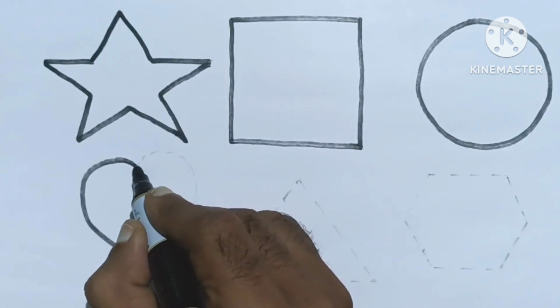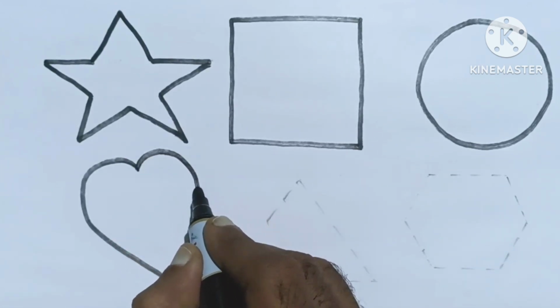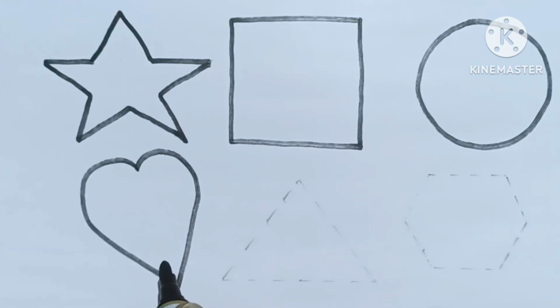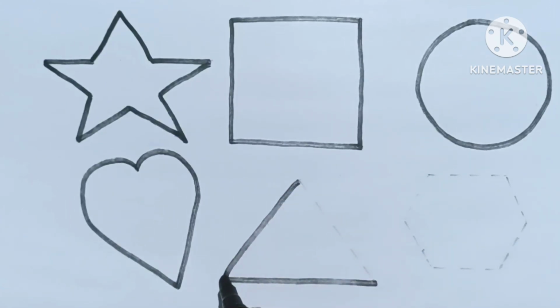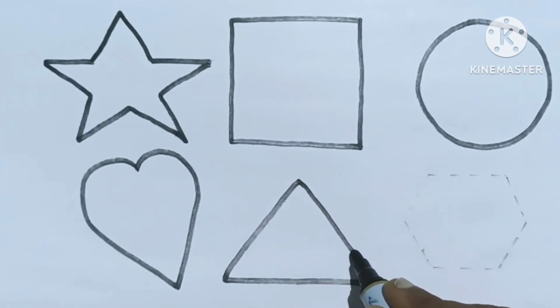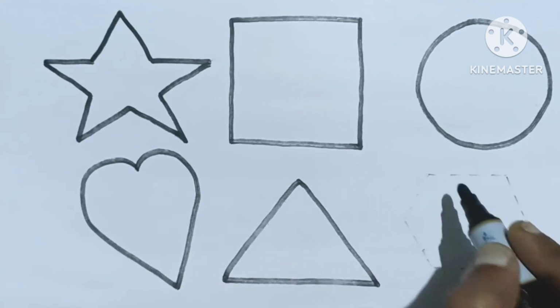It's a heart shape, kids. It's called heart. Now we are drawing triangle. What we draw? Triangle. It's called triangle.